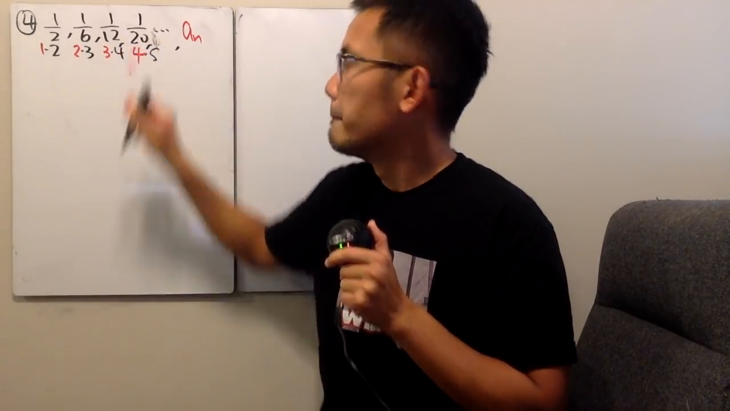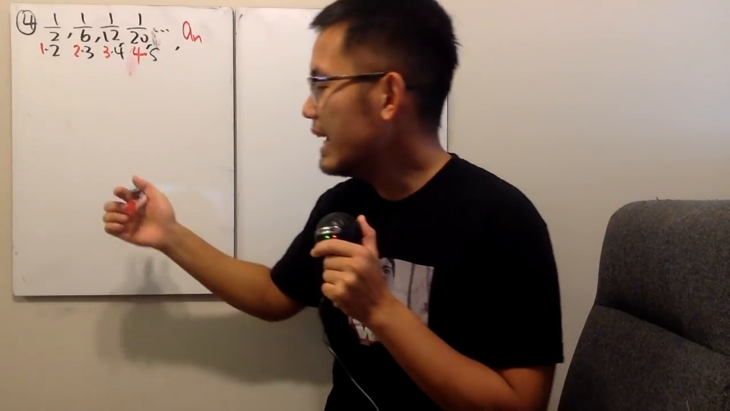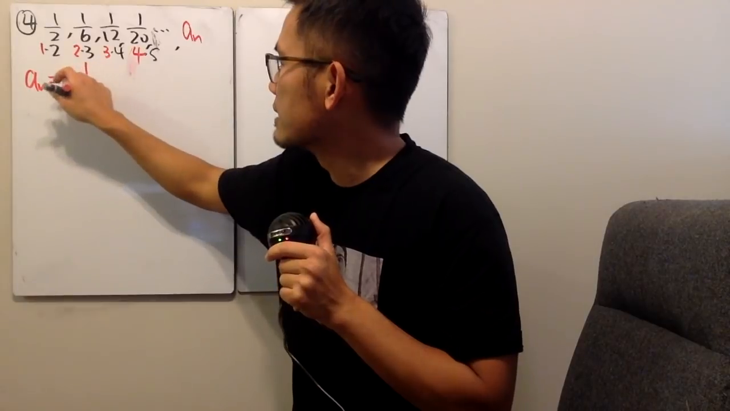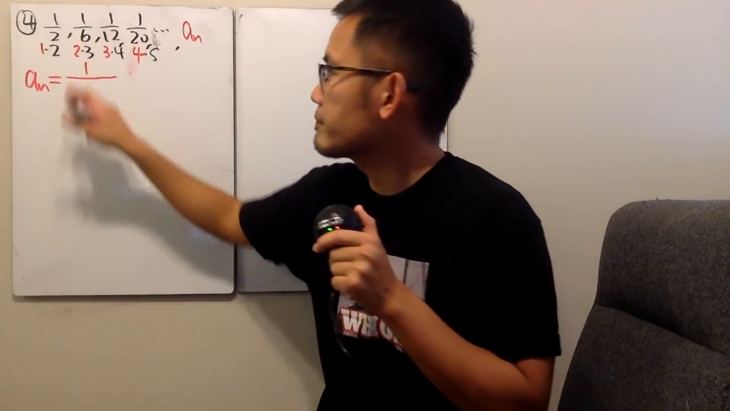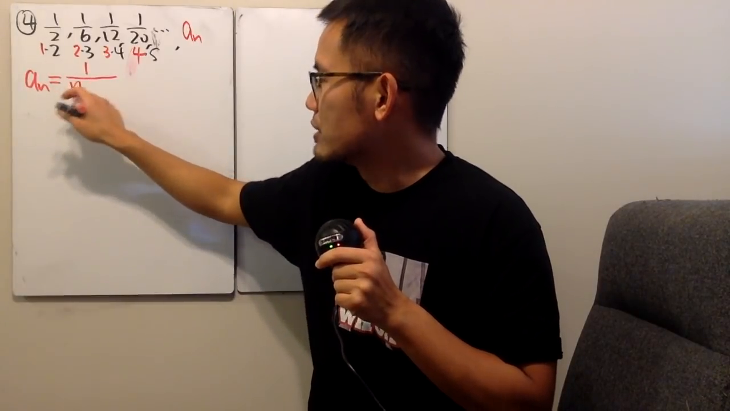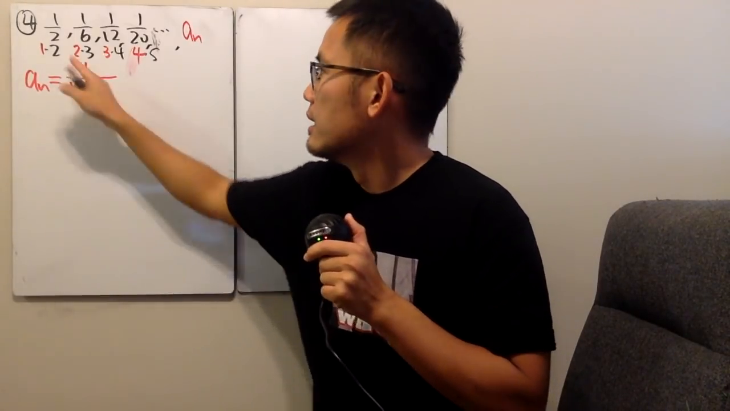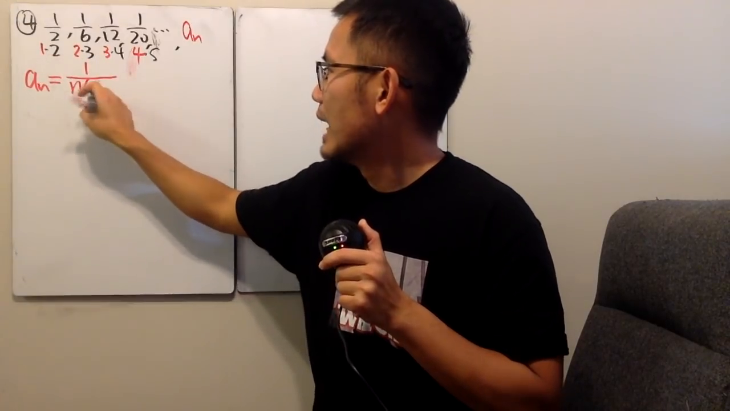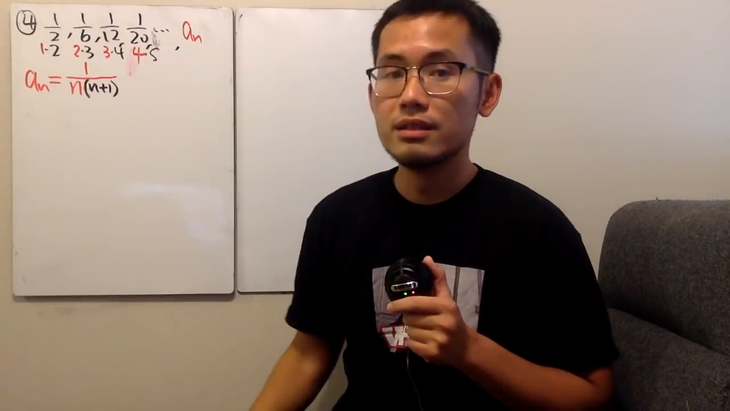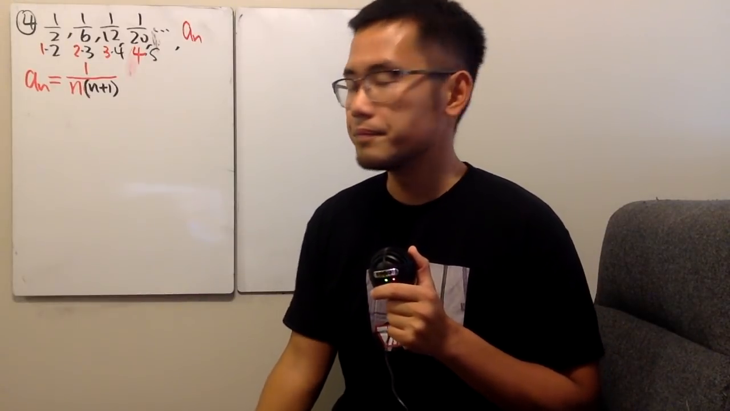So, as we can see, an is equal to, again, we have the 1 on the top. This time n starts with 1, it matches with this, so it's just n. And then times, this is 1 more than that, so we have n plus 1 right here. Just like this. So that's our formula for an.